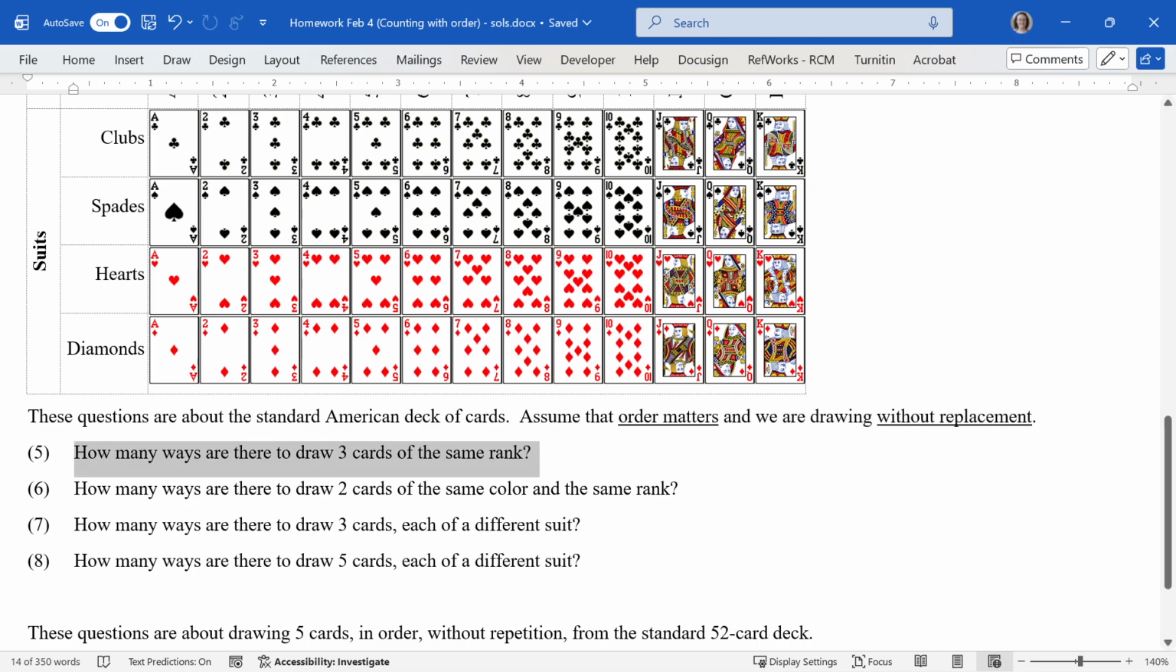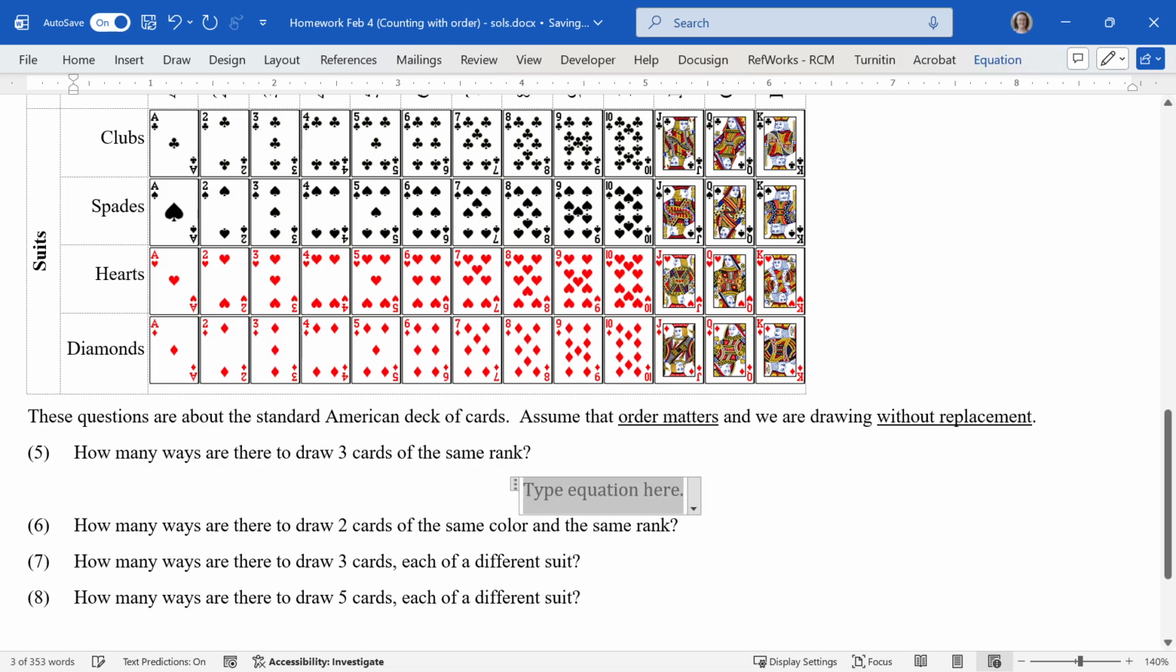Okay, so how many ways are there to draw 3 cards of the same rank? So for drawing 3 cards, I'm going to think of that as 3 decisions, and then what I'm going to do is think about how many options I have for each decision. So I'm going to lay myself out a little template of 3 numbers for 3 decisions. So first, I want to think about how many options are there for the first card. So how many options for the first card that I could draw?